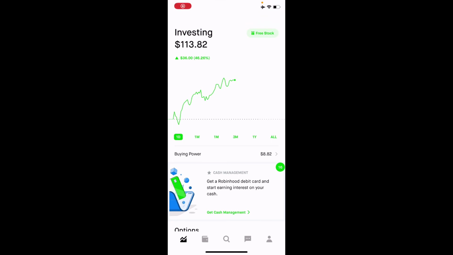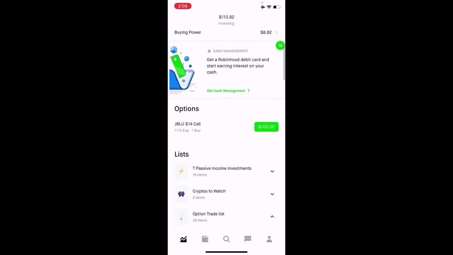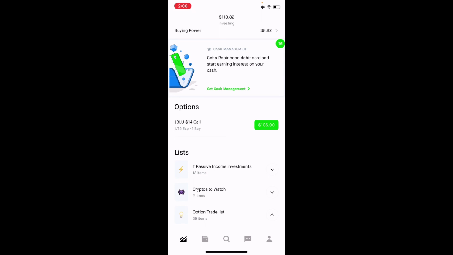All right, everybody. So here is the example of the option trade. If you look at the top of the screen, right where it says investing, you see it's $114.82. Now you see the arrow is currently pointing up and it's saying $36, which is 46%. That right there is an example of what I was talking about earlier in the video about the benefits of knowing how to trade options.